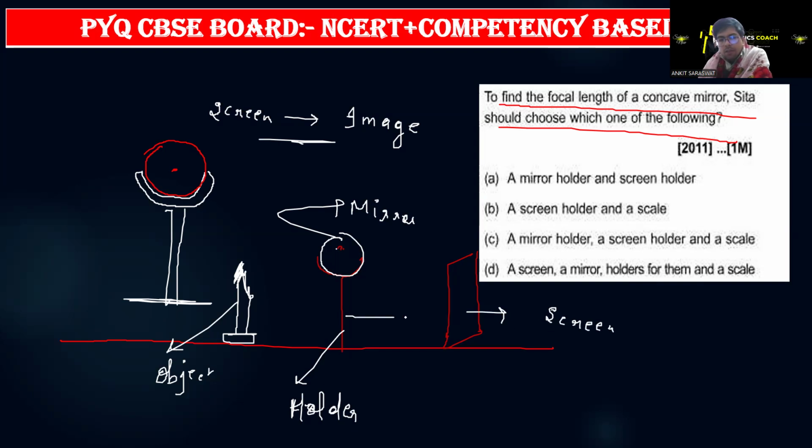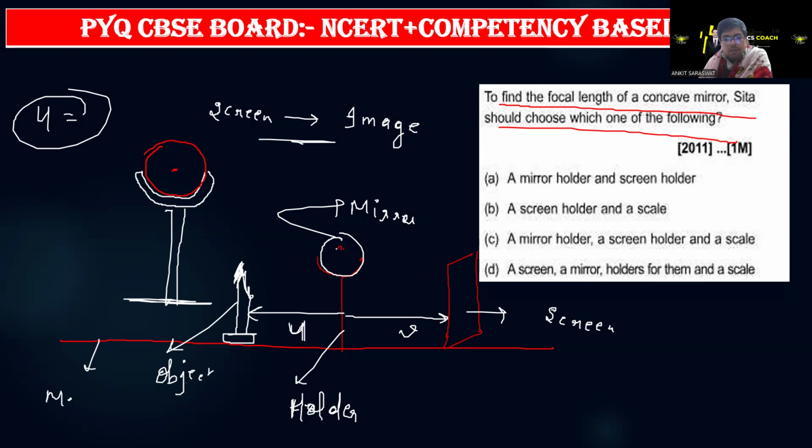So this is v, the image distance. This is u, the object distance. Clear? So with the help of this, after I place my object, I will get the value of u. And this is the measuring scale.